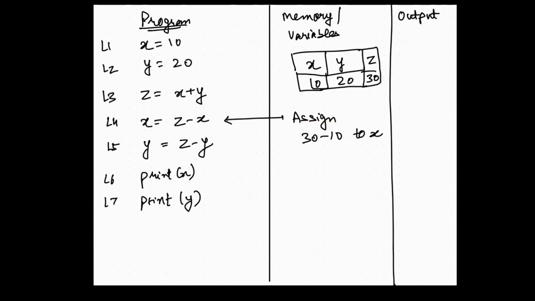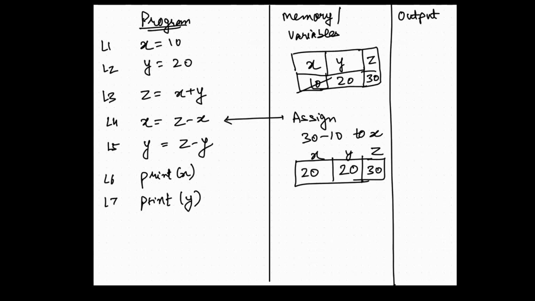So then we'll just update this table. So this is how we update the table. The value of x at this point of time is 20. The value of y is also 20. The value of z is 30. Right? We repeat the same procedure.